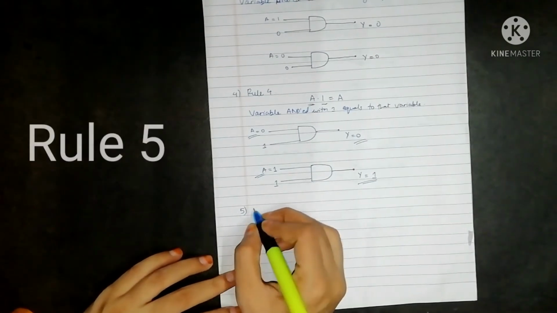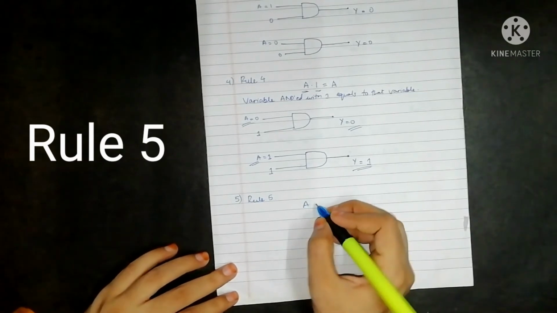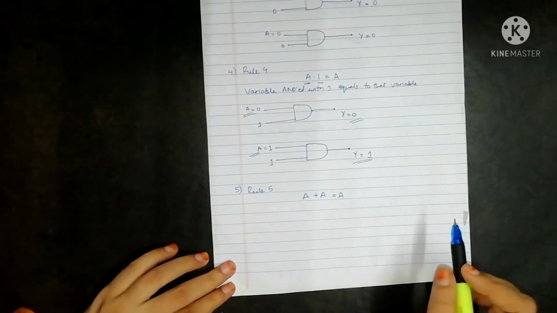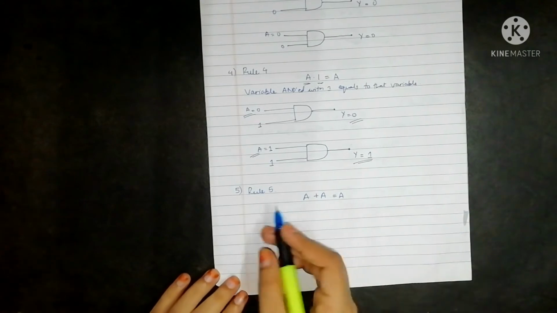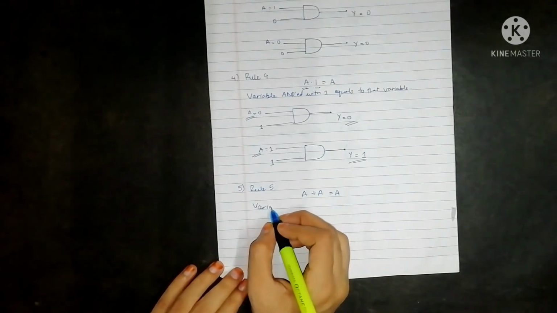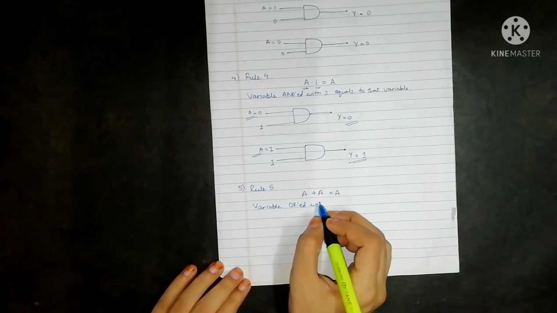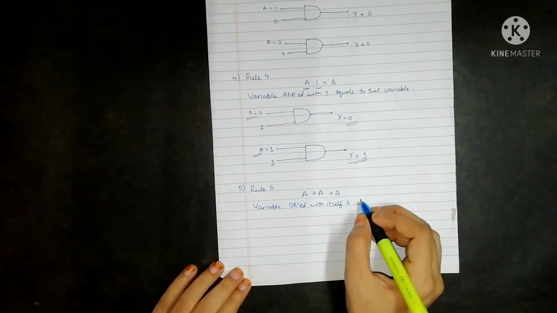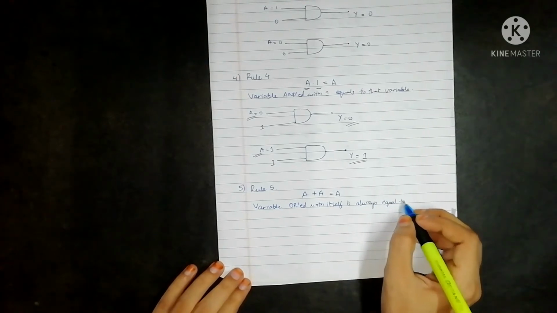Now we will see the rule number 5. This rule says A plus A is equal to A. Now all these rules are very important for simplifying Boolean expressions. So if A plus A is equal to A, by which I mean the variable which is ORed with itself is always equal to that variable.